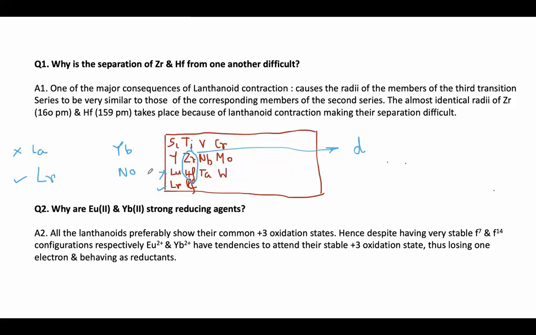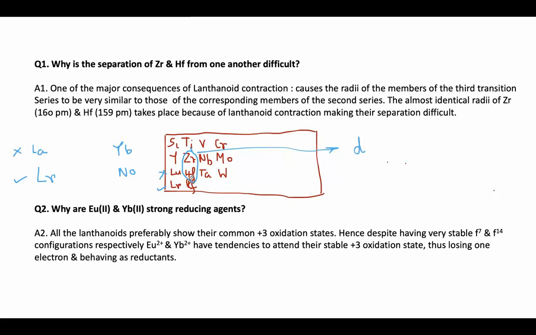But how they actually affect the chemistry of zirconium and hafnium, that is the major question. Here you can see, from zirconium to hafnium, the principal quantum number is increasing. And as we know, in a group from top to bottom, the principal quantum number n increases, so the size of the metal also increases.